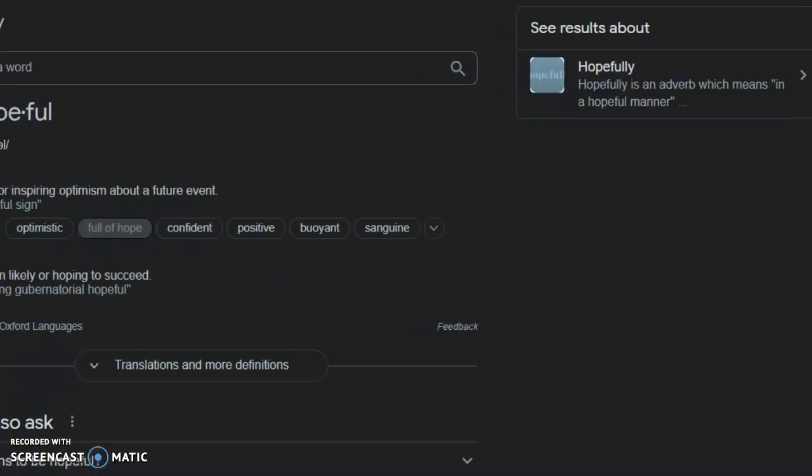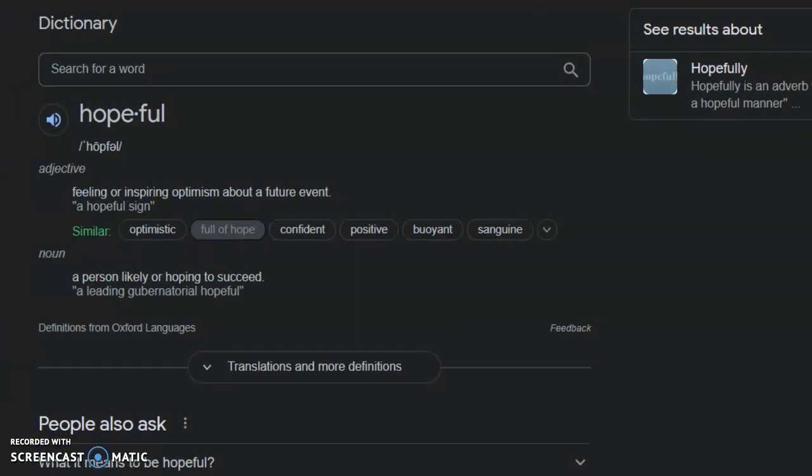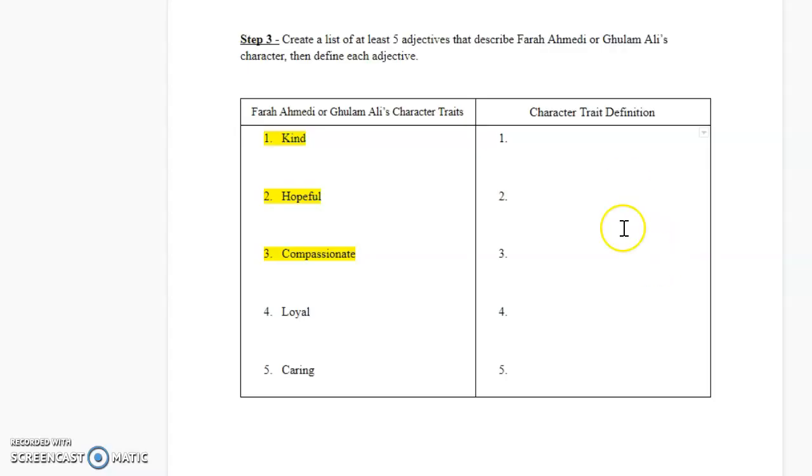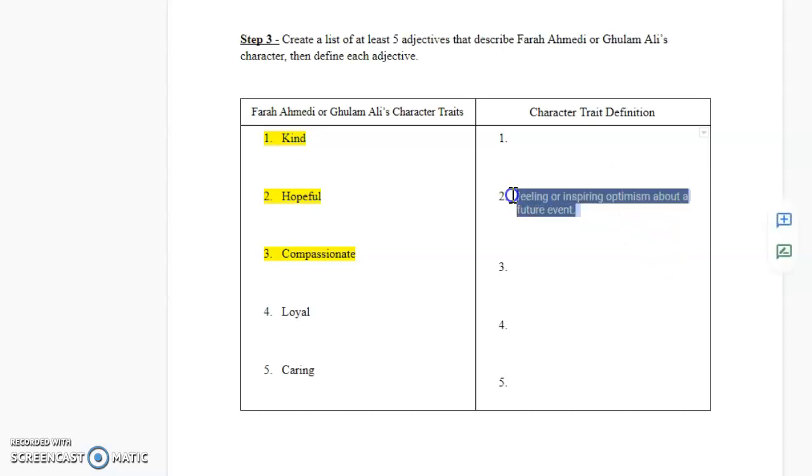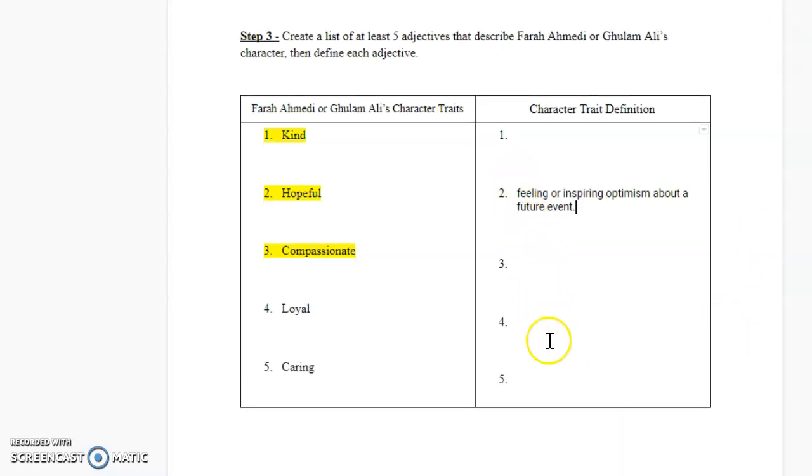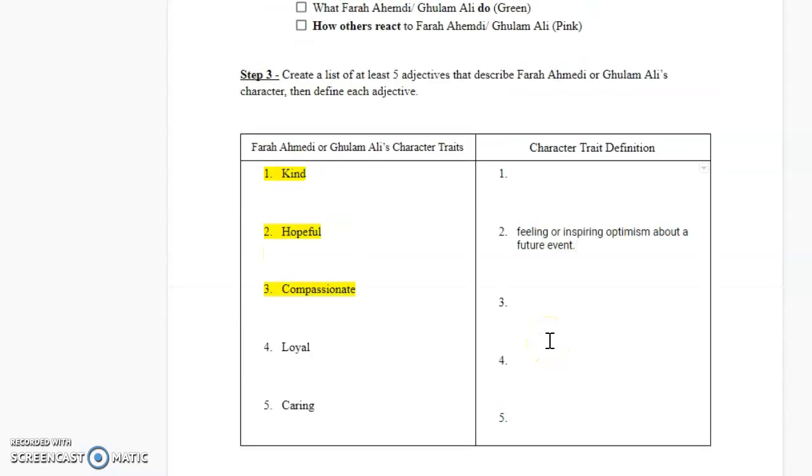Okay, hopeful is feeling or inspiring optimism about a future event. A hopeful sign is how they use it. So I'm going to put down that definition straight there. Mr. Nellis is just copying it for now so that you guys can see what I want you to do. Please type it out. Work on your typing skills, of course. Feeling or inspiring optimism about a future event. That is a definition for hopeful. You're going to do that for all 5 of them. That's just step 3. I just want you to create a list and define them using Google or any dictionary.